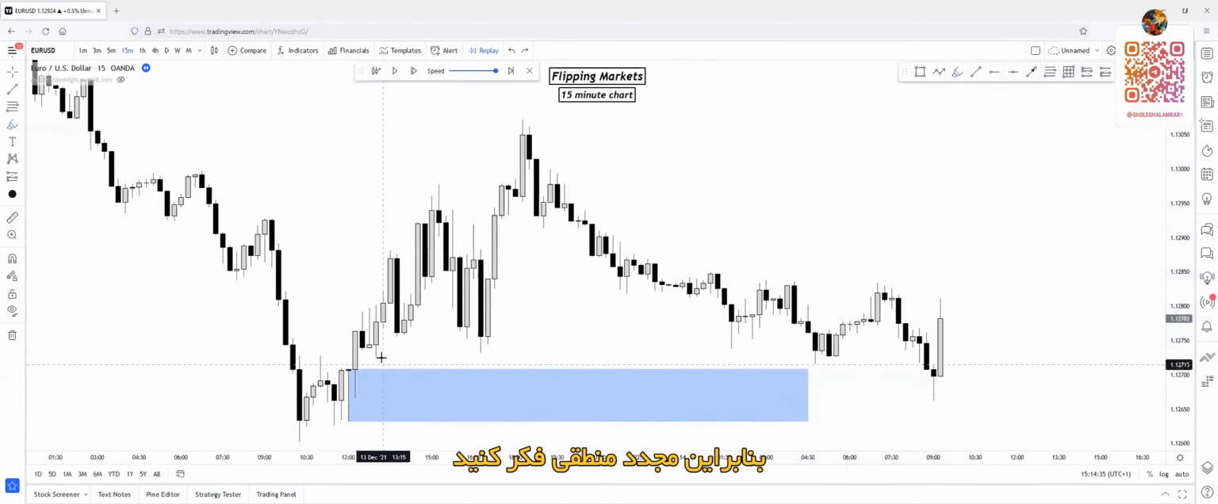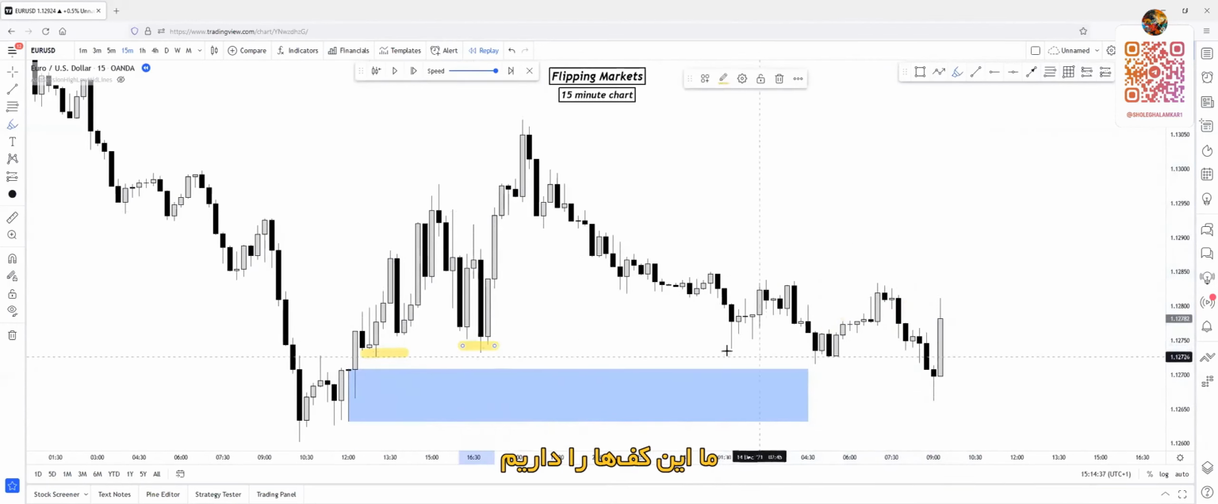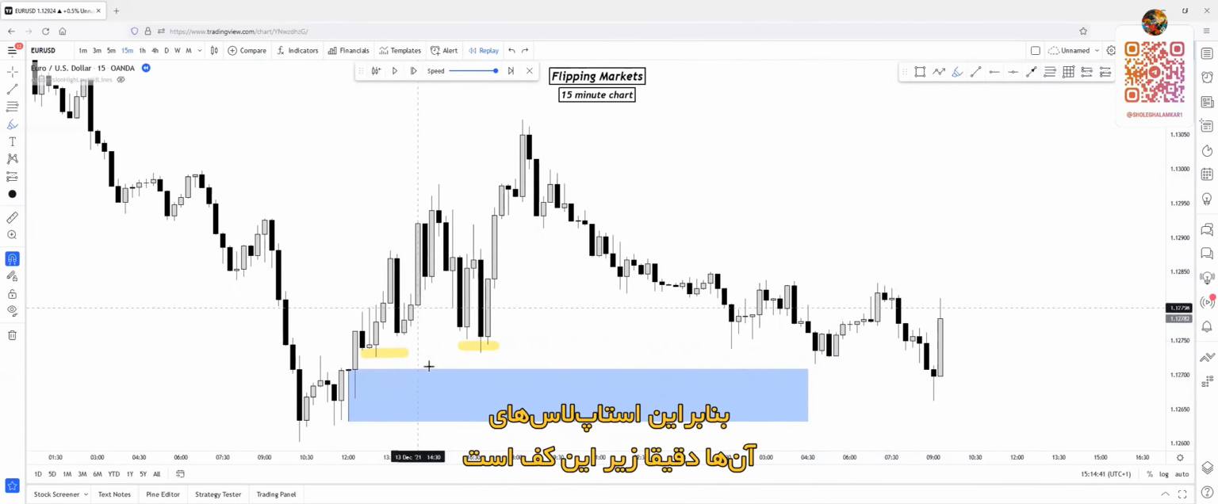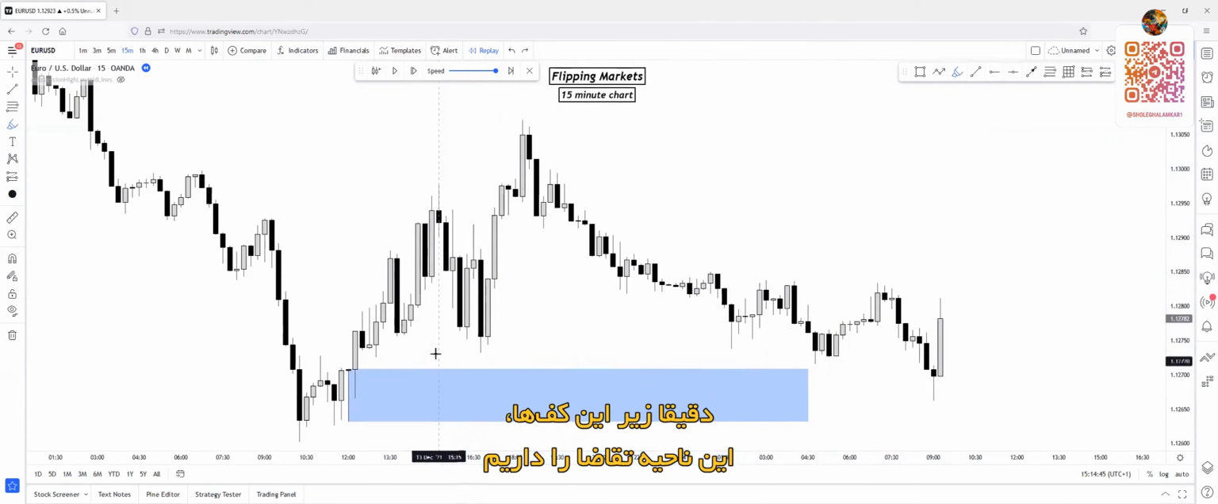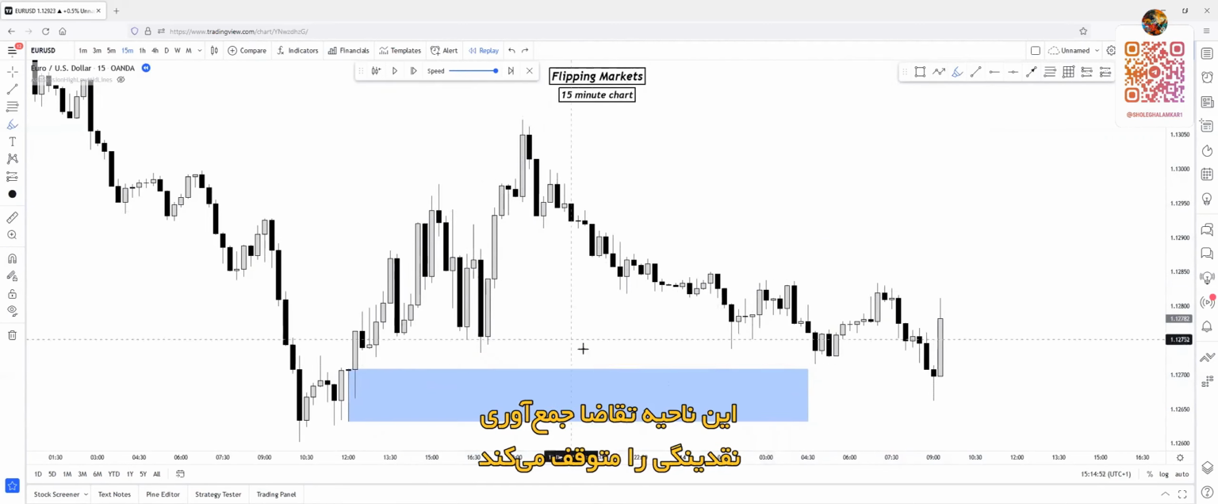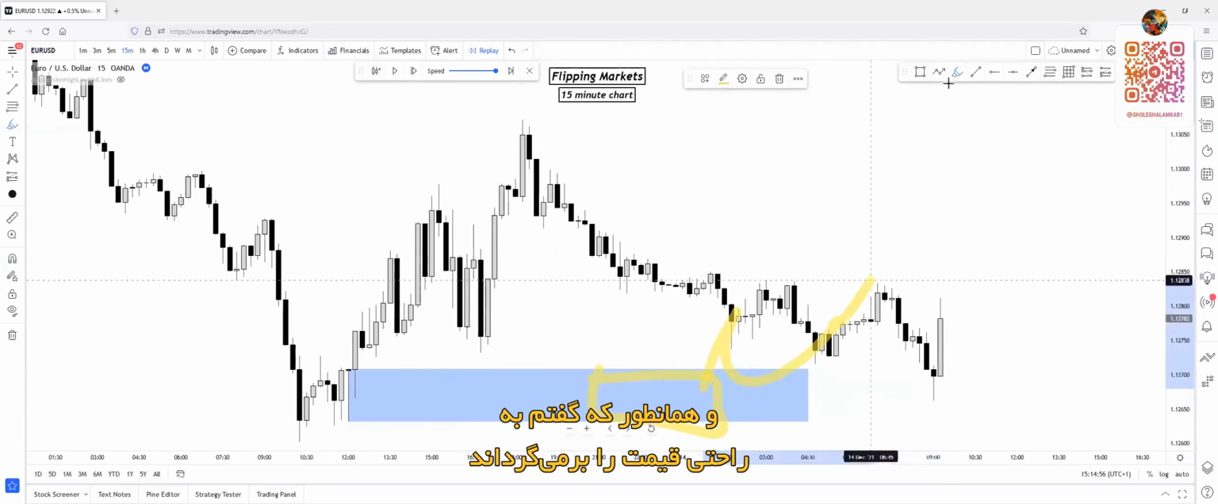So just think logically again. We have these lows. Retail traders open their positions on this line, so their stop losses will be located just below it. And just below their stop losses, we have this demand zone. If price sweeps the lows, sweeps the liquidity, this demand zone will hold the sweep, and it can easily reverse the price, as I said.